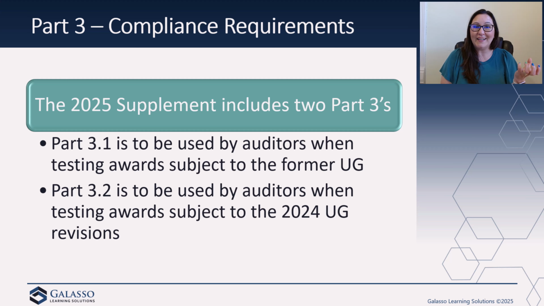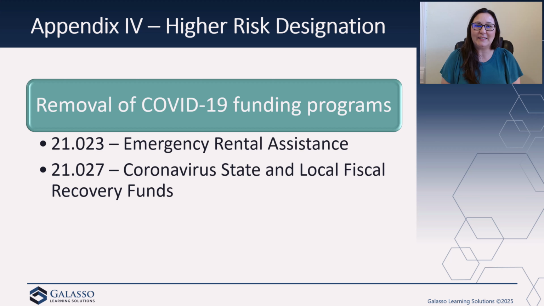The last area I want to highlight is going to be Appendix 4, that list of our high-risk designations. We are finally seeing the removal of those COVID-19 funding programs, specifically the Emergency Rental Assistance, and then SLFRF, our Coronavirus State and Local Fiscal Recovery Funds. These are no longer part of that high-risk designation, so that is some good news. We did see these finally roll off.